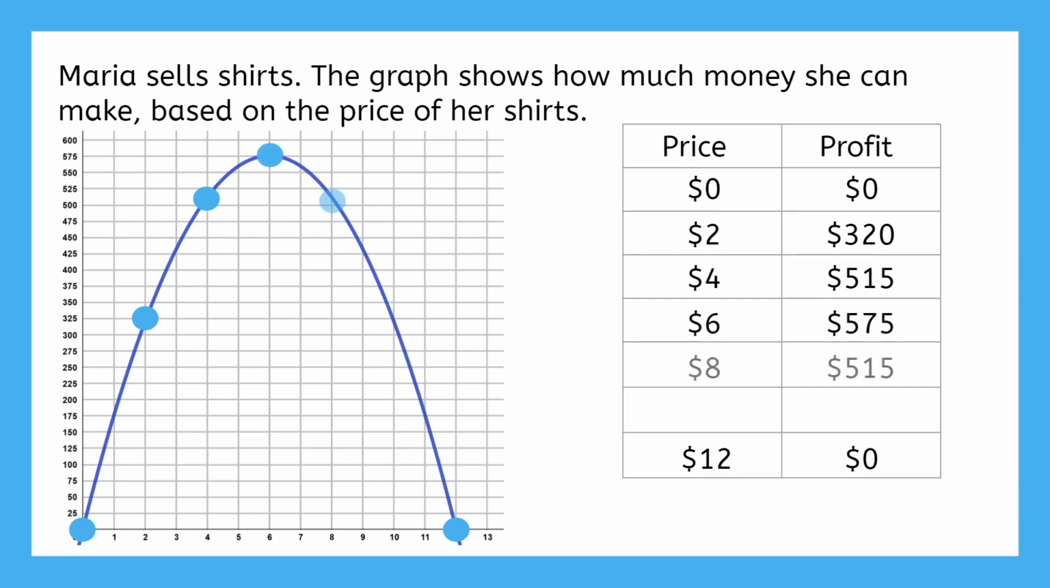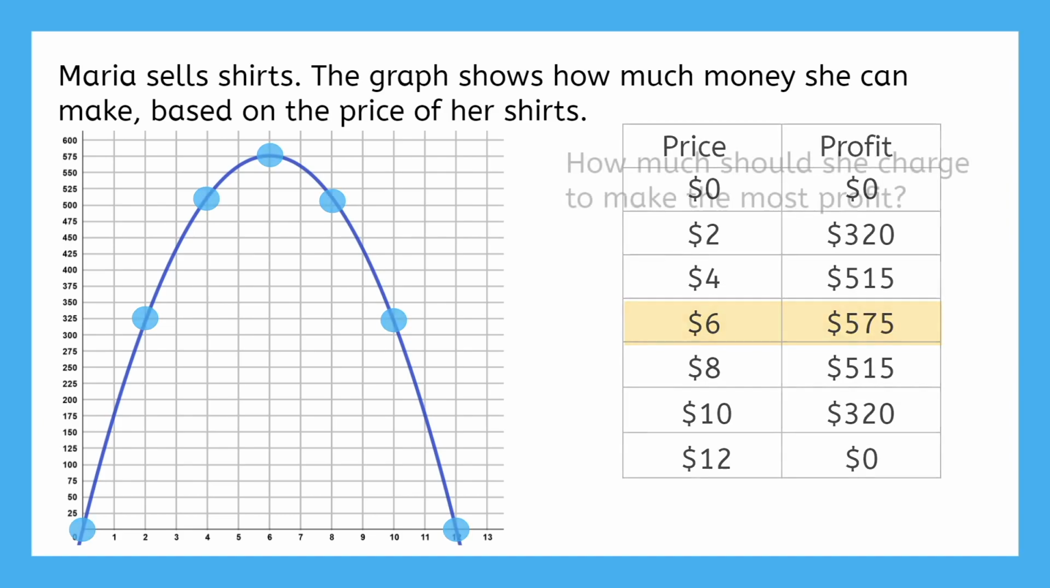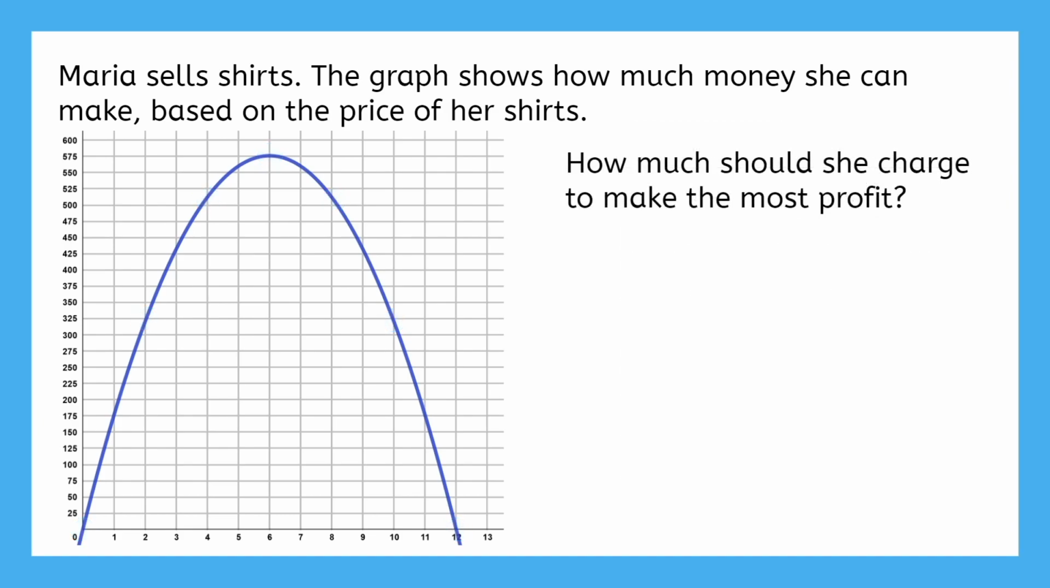Each point on here gives us another cause and effect pairing. With this data, we can answer the question, how much should she charge to make the most profit? And according to our cause and effect chart, her profit maxes out right here, where she charges $6 per shirt. Now, did we need to create a whole chart to answer this question? Not really, because all of that information is readily available in the graph. The point where the parabola reaches its highest profit is right here, where the price of a shirt is $6.